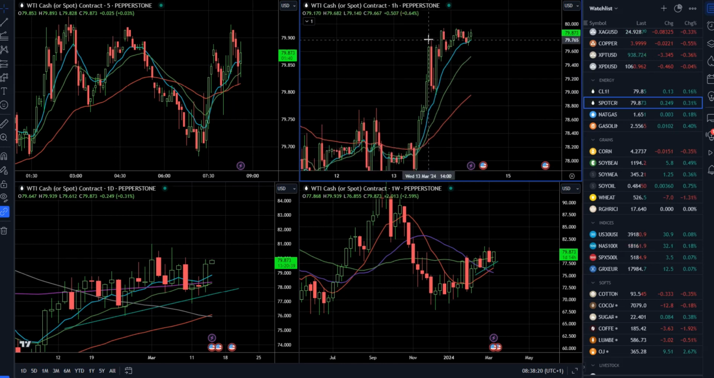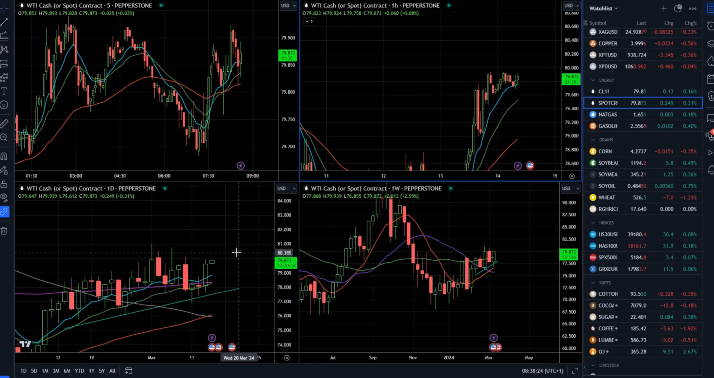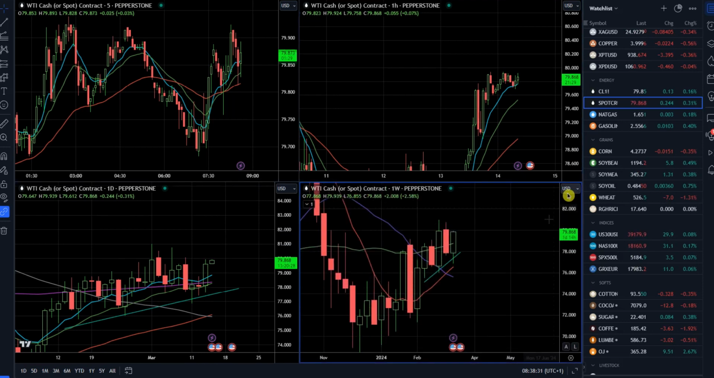Hourly time frame is holding pretty well. I mean, we have a natural pullback, so this can still lead for retest of this 81 area, 81ish area on the WTI.